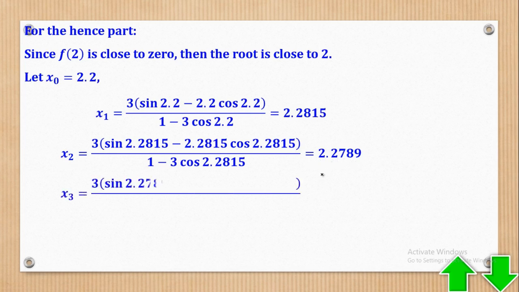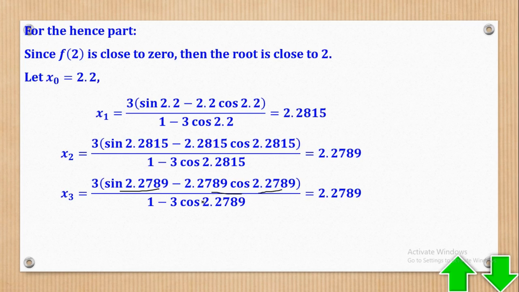Then when I substitute that 2.2789 where there is xn, I'll be able to get 2.2789. So with this, the tolerance is 0 because this minus that is 0. Therefore, that is where I should stop.